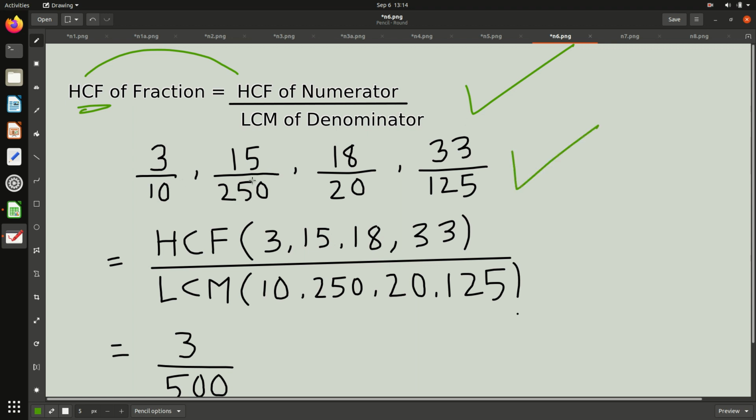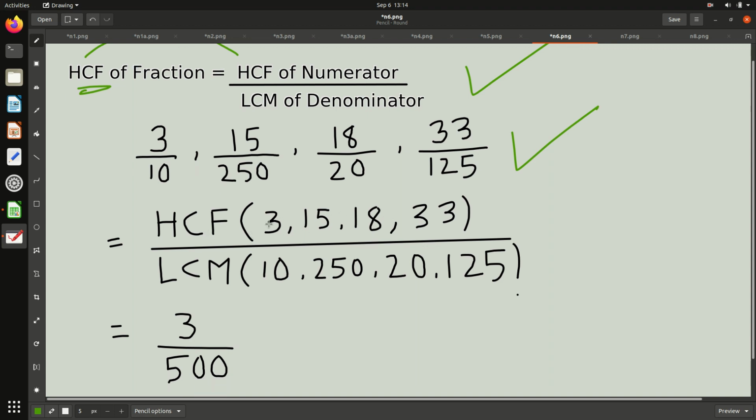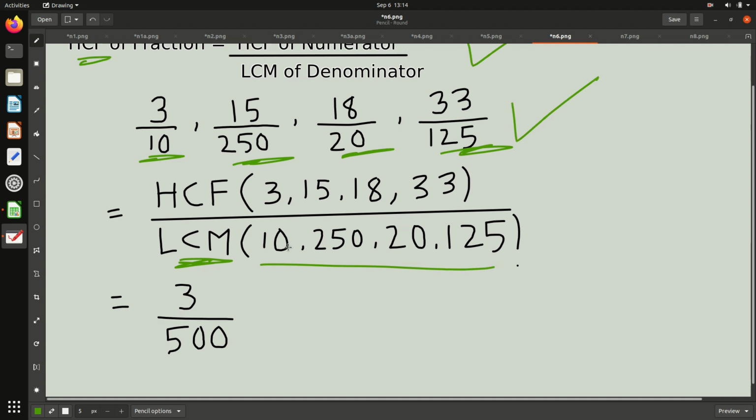So this is the question, 3 by 10 and all that. So we have to find HCF of numerator. So what is there in numerator? 3, 15, 18, 33. So just find HCF of 3, 15, 18, 33. So we know it will be 3. Okay. Now LCM of 10, 250, 20, 125. Now we have to find LCM of all the denominators. So take the LCM of all these and you will get 500. Take HCF of all the numerators, you will get 3. So answer will be 3 by 500.